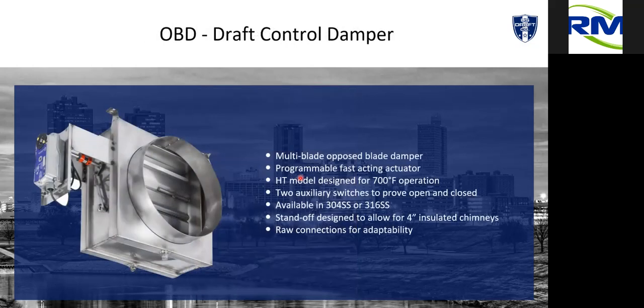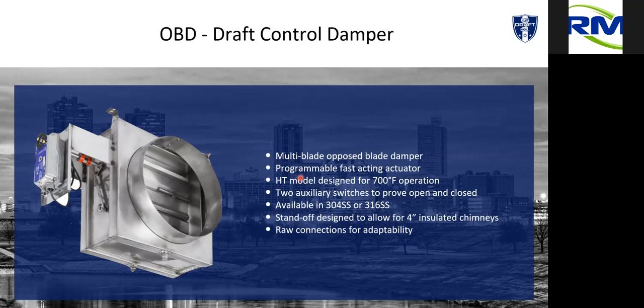This is a picture of our OBD, multi-blade opposed damper. It's a 2-second actuator, full open to full close, so it's very fast acting. The high temperature model has been upgraded to 1,000 degrees, so I have to update that slide. We can give a feedback signal to our controller, and we can also provide a proven open and close auxiliary end switch, so that if you have local jurisdictions that require anything in line to have an end switch, we can meet that. That's a big thing up in the Northeast, where they require mechanical end switches. So 304 or 316L; I can count on one hand the number of 304 dampers we've sold.